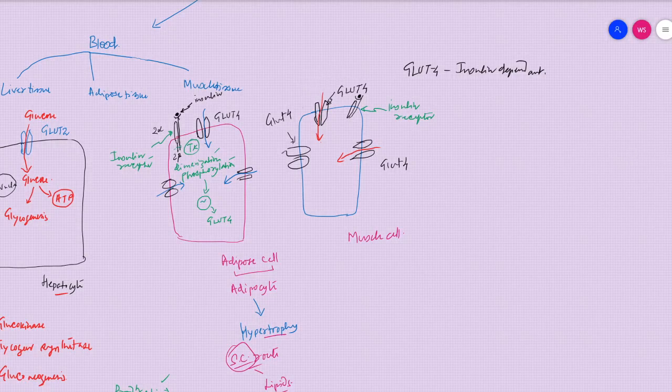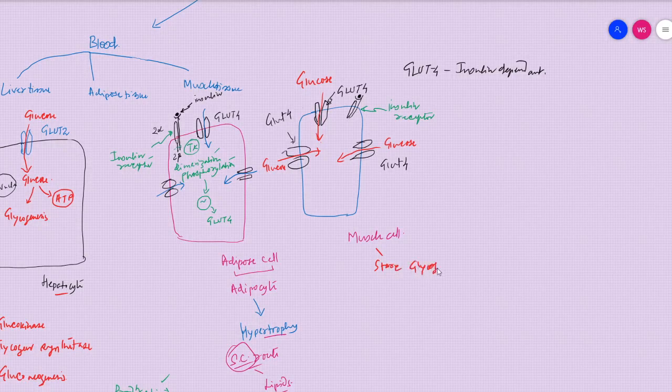Let's call it by what it is, which is glucose. Glucose enters this cell from all these places. And here again, what happens? Now this is a muscle tissue. So muscles, what do they store?